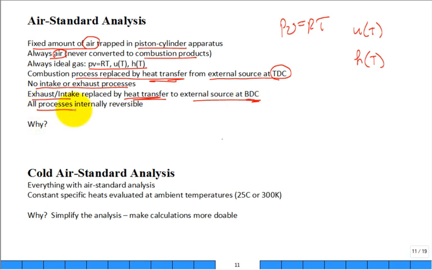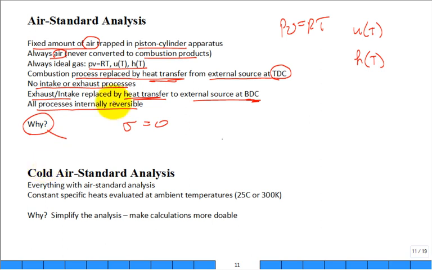And all processes are frictionless, internally reversible. Sigma during the process is equal to 0. Isn't our symbol for sigma, the entropy generation, 0 for internally reversible? Yeah. All right. So why do we do this? So we can do some calculations.